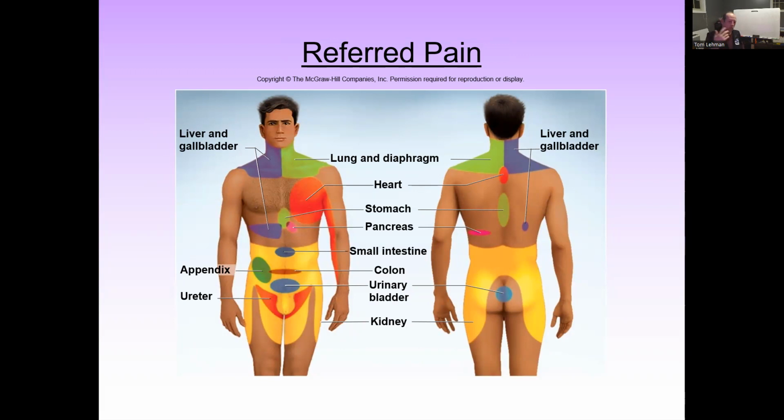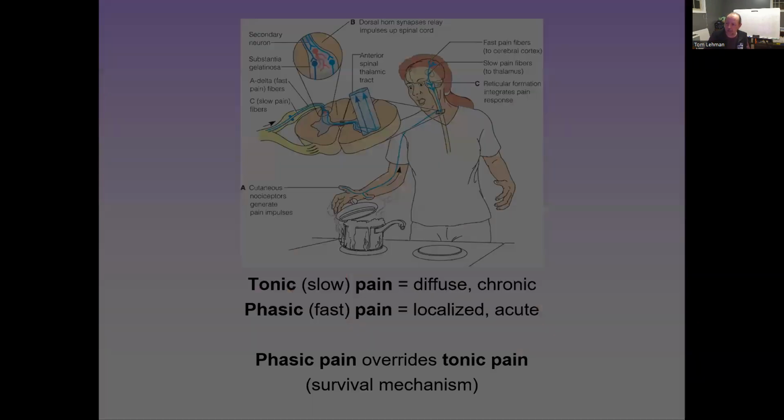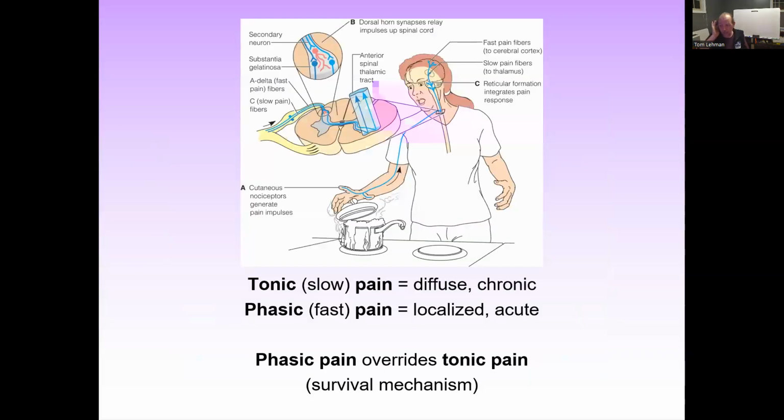Really, so referred pain can be useful if you catch it correctly, or it can be distracting if you don't. But understand the mechanism. Now, I want to go back here and talk about the physiology of pain. I want to talk about tonic pain versus phasic pain. Tonic pain is diffuse and chronic.